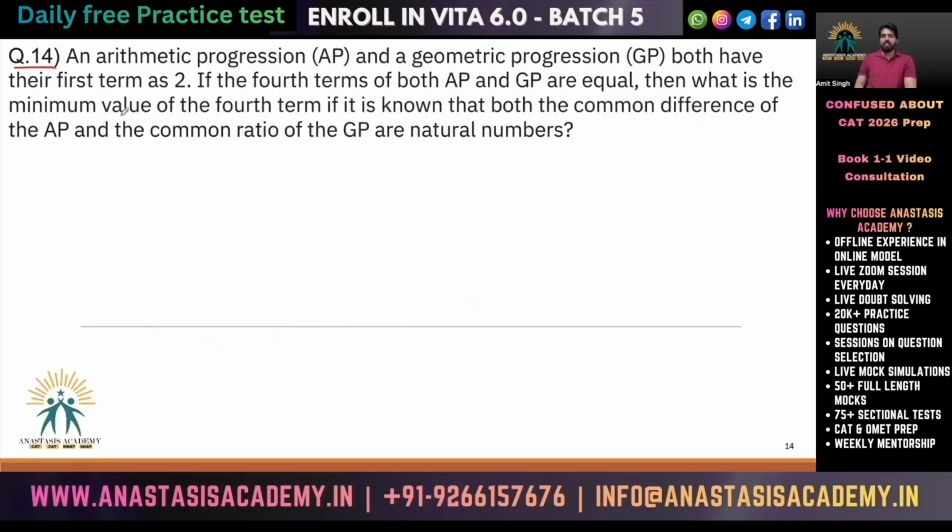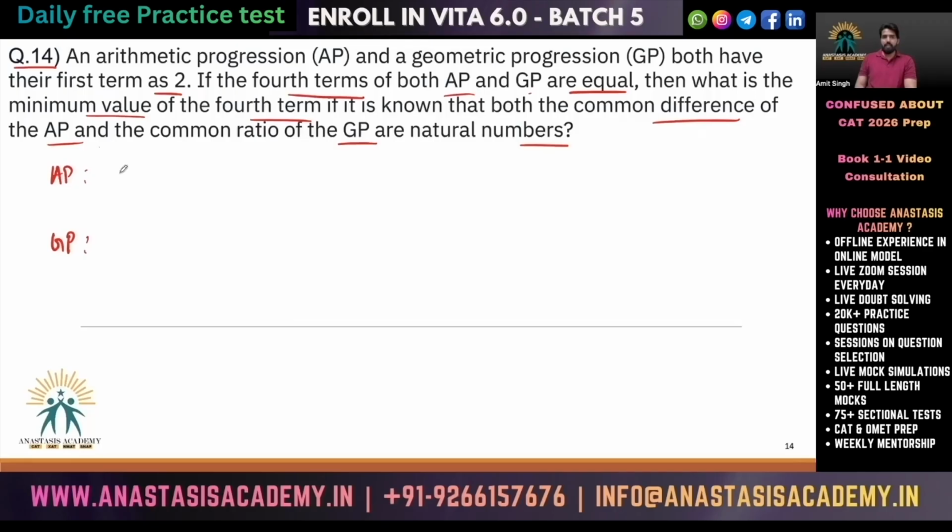Let's look at this question now. An arithmetic progression and a geometric progression both have their first term as 2. If the fourth terms of both AP and GP are equal, then what is the minimum value of the fourth term, if it is known that both the common difference of the AP and the common ratio of GP are natural numbers? Okay, so it is given that AP and GP both have the same first term.